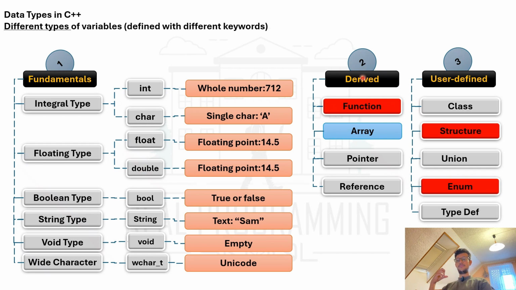So because a derived data type like function can't be defined or declared by itself, we have to use it with a fundamental data type. All right, same with the array. It's a derived data type. We have to use an array with one of the fundamental data types. For example, we have integer array, char array, float array, double array, string array. So let's see what an array is.